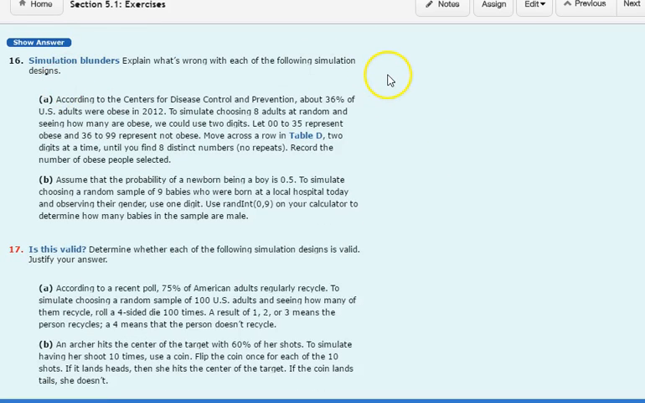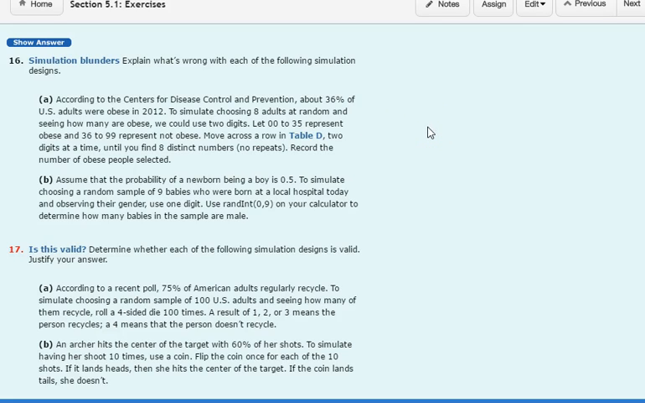16A, if you read it, is exactly like 15B. The numbers are assigned correctly, but they ask you to go 2 digits at a time until you find 8 distinct numbers, no repeats. That's another way of saying we can't use numbers twice. But in this case, you could still use numbers twice. We'll see an example later on where you cannot use numbers twice, and I'll explain the difference between those.